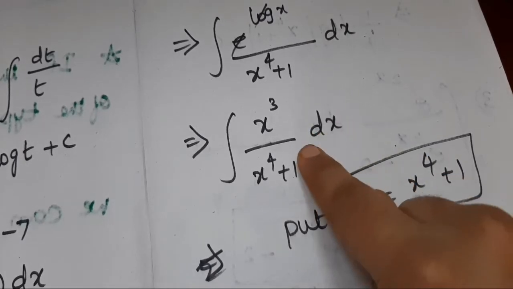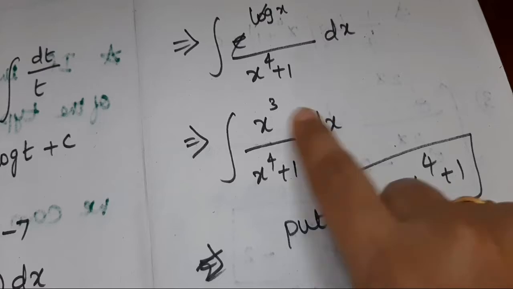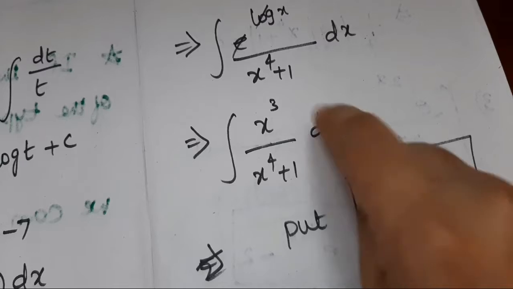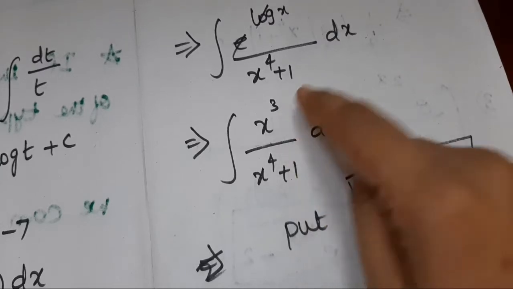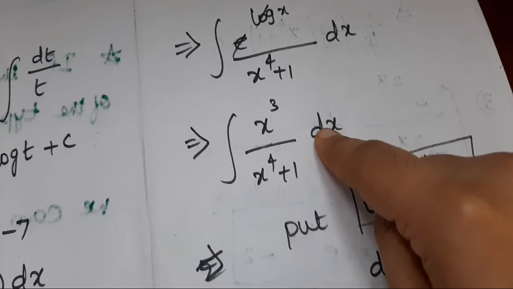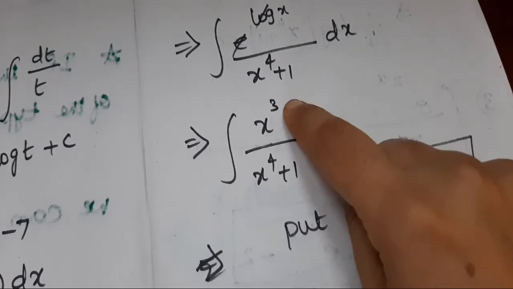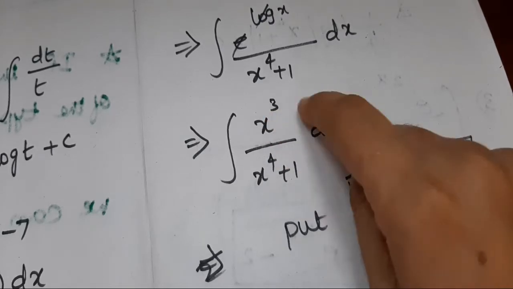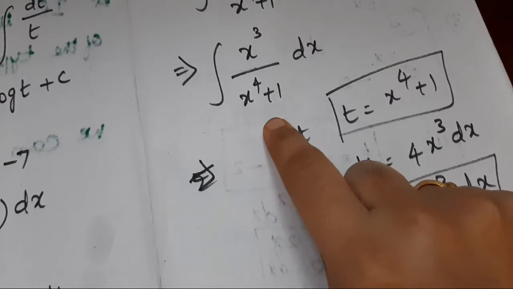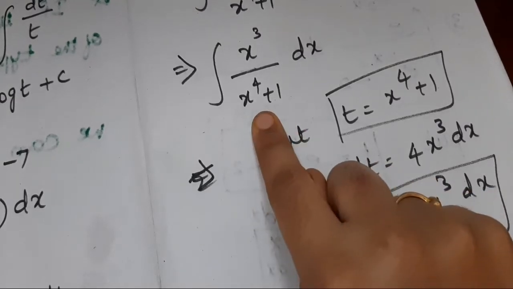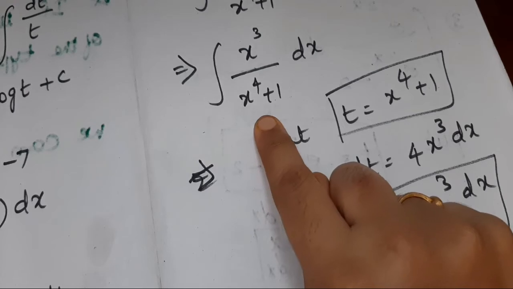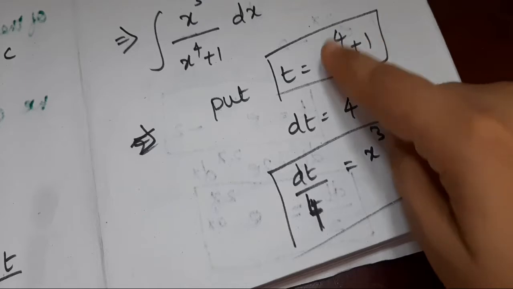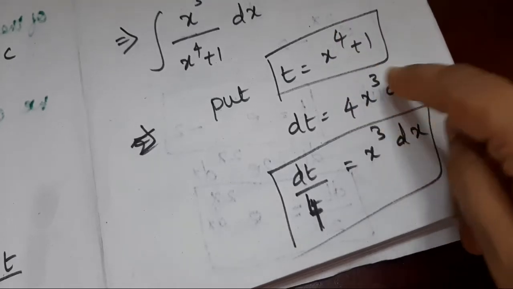This dx I will write in the middle of this line, but it is understood that this dx is in the numerator only. Dx should not be in the denominator; it should always be in the numerator. So it is understood that this is x cube dx. Now I want to substitute the denominator as t. T is equal to x power 4 plus 1. So what is dt? The derivative of x power 4 is 4x cube into dx.